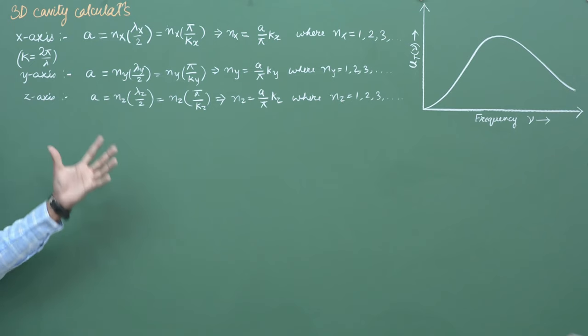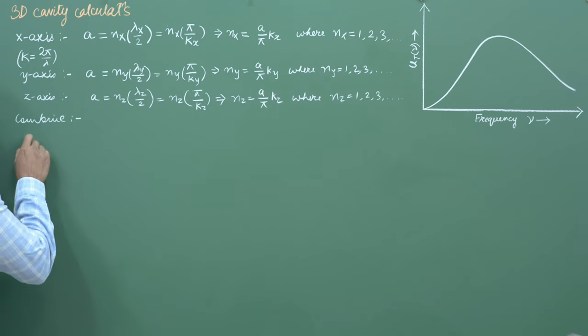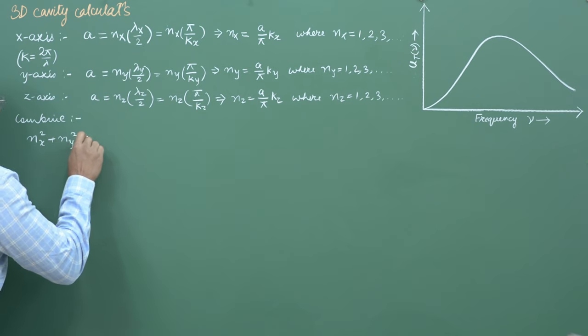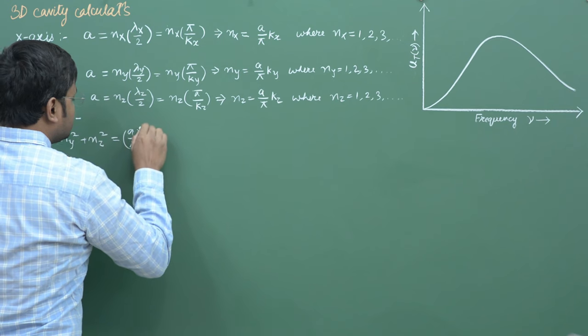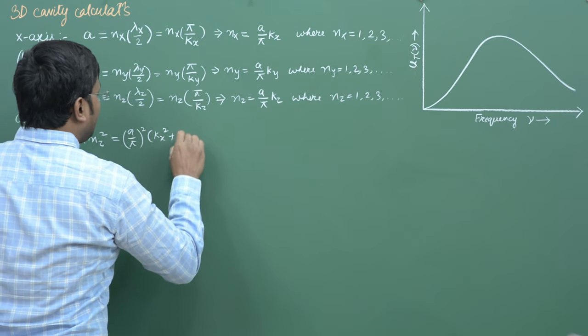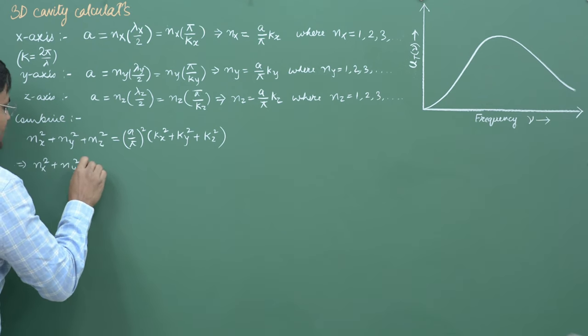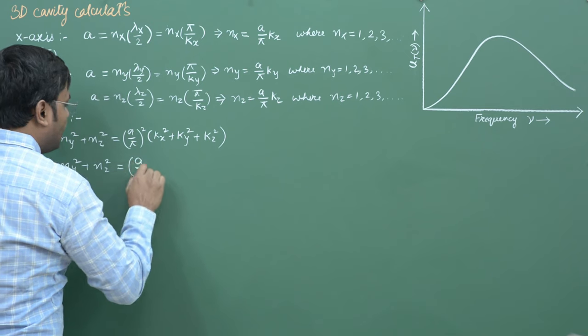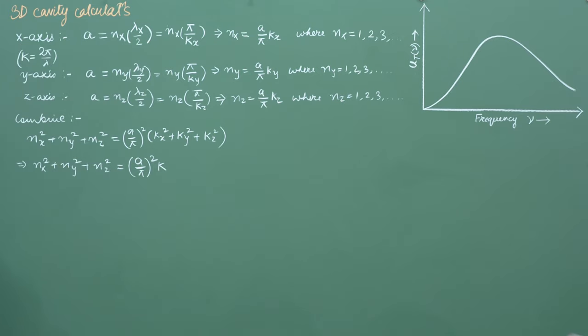Now, if I combine all these three distinct equations, I should get something like this. If I write an equation, for example, nx square plus ny square plus nz square, this will be equal to a upon pi square times kx square plus ky square plus kz square. kx square plus ky square plus kz square is k square. So kx, ky, kz are associated with the wavelength components along the x, y, z axis, and k is basically the overall wave number corresponding to some kind of a wavelength that can be constructed with respect to the x, y, z components. So this should be k square.